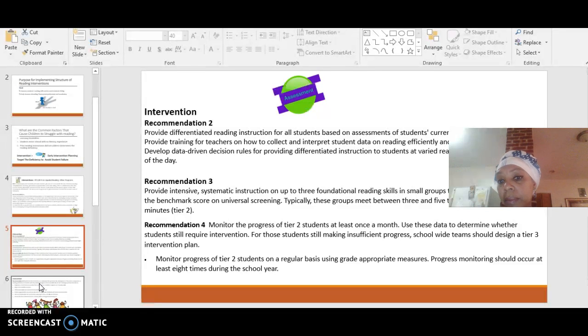Recommendation 4, you want to monitor the progress of Tier 2 students at least once a month. I would recommend more, but the research says once a month. You want to use the data to determine whether the students will still require intervention. You also want to look at the progress and design a Tier 3 intervention plan as well. Monitor progress of Tier 2 students on a regular basis using grade appropriate measures. Progress monitoring should occur at least 8 times during the school year.